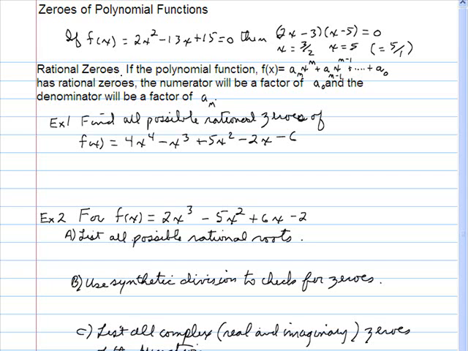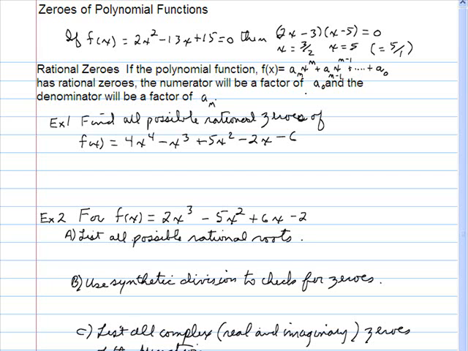So I've written that up as a rational zeros property here. I've said if the polynomial function f of x equals a sub n x to the n plus a sub n minus 1 x to the n minus 1, so this n could be anything. If it's fifth order, it would be a sub 5 x to the 5, a sub 4 x to the 4, etc., plus all the way down to your constant term, a naught. If this polynomial function has zeros that are fractions, which we call rational zeros, the numerators of those fractions will be factors of a0, which is the last coefficient, and the denominators will be factors of a sub n, which was the first coefficient.